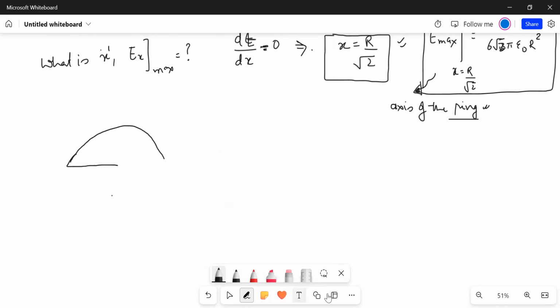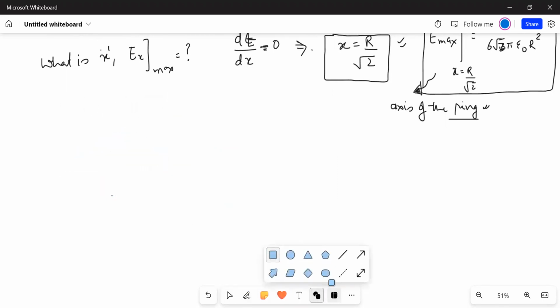I should make it with the tools so that it will look good. Let me try it. No, it did not come out well. I think let's just do it this way.